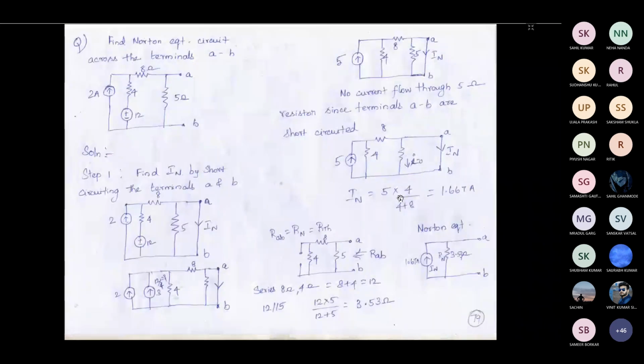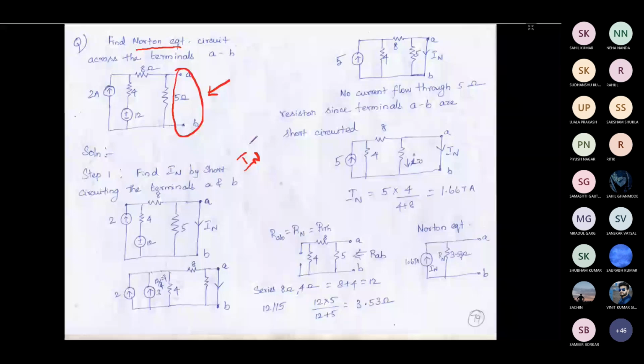So consider this circuit. In this circuit, the load terminals are A and B. What do we need to find? We need to find the Norton equivalent circuit. Here they have mentioned to find the Norton equivalent circuit across the terminals A and B. So for Norton equivalent circuit, what do you need to find? You need to find the Norton current. That is the first step. How can I find the Norton current?